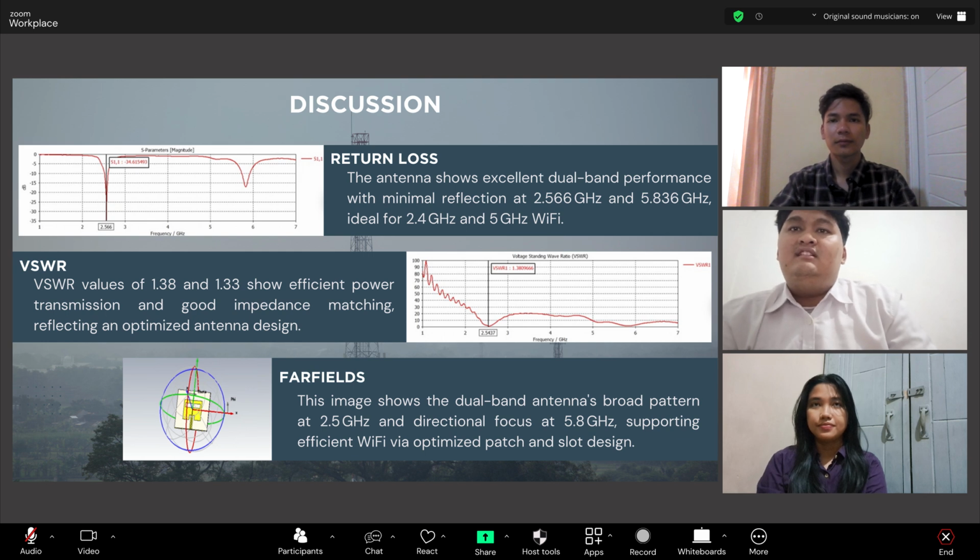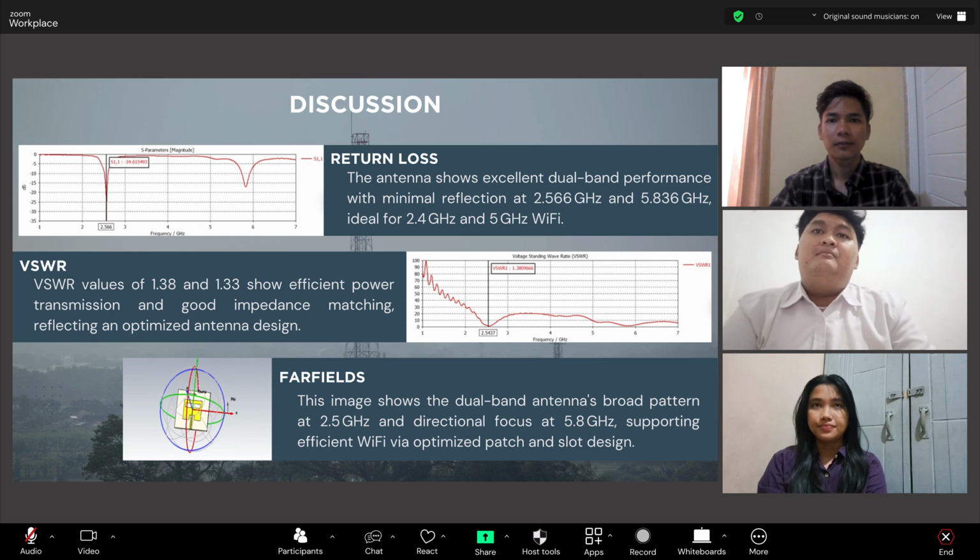Next, far fields. This section shows the radiation pattern of the antenna at 2.5 GHz. The pattern is broader, which is ideal for indoor Wi-Fi coverage. At 5.8 GHz, the radiation becomes more directional, giving better signal focus. This semi-omnidirectional radiation pattern proves the antenna is well designed for dual band Wi-Fi.